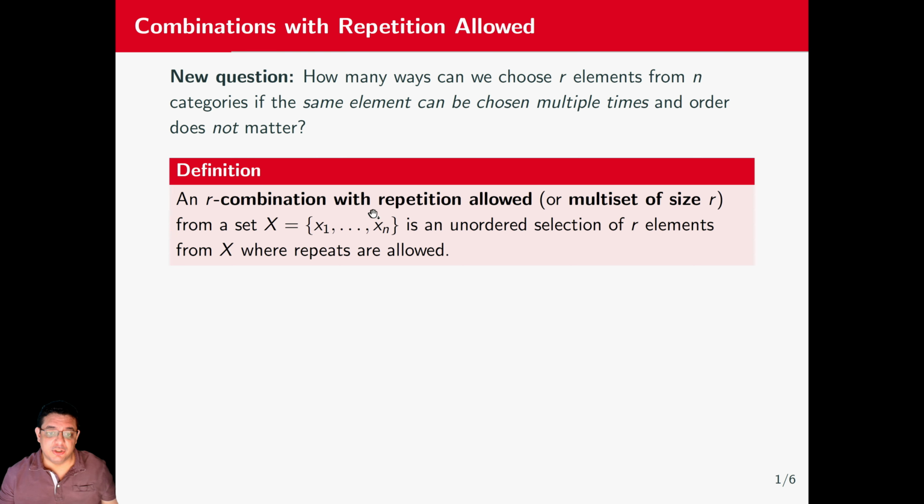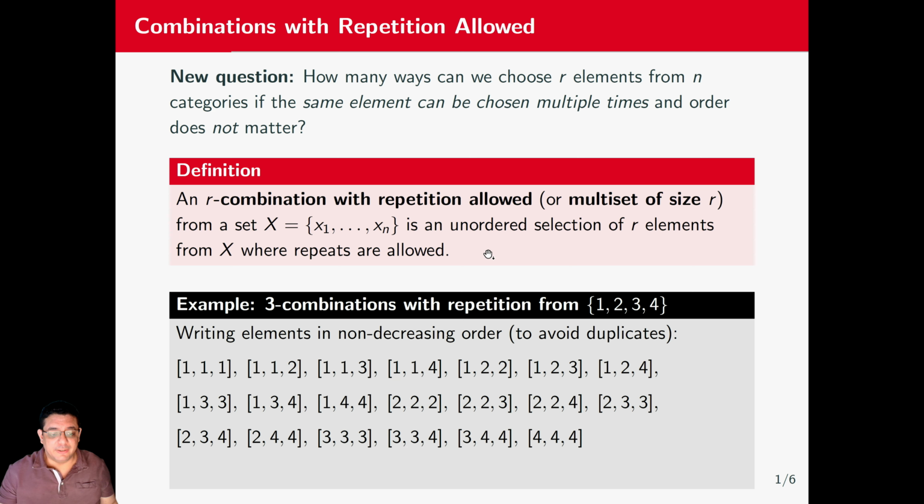An R combination with repetition allowed, or multiset of size R, takes a set x1 to xn and gives an unordered selection of elements where repetitions from x are allowed. One example: consider the set 1, 2, 3, 4, and we're going to write three-element combinations where we allow repetition of the numbers.